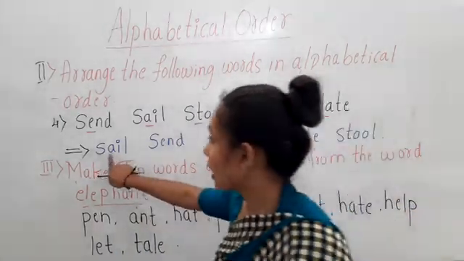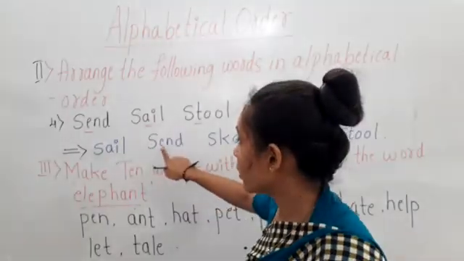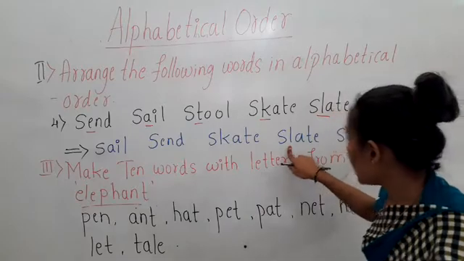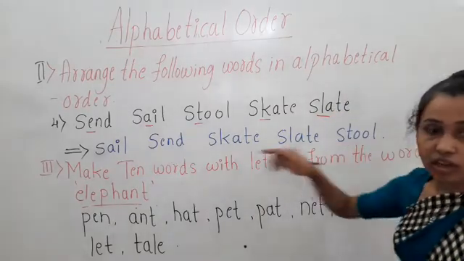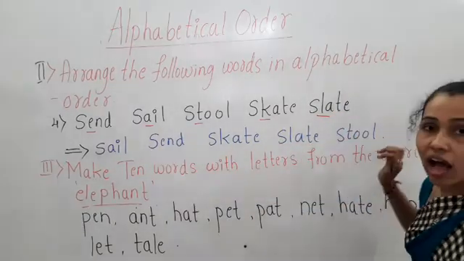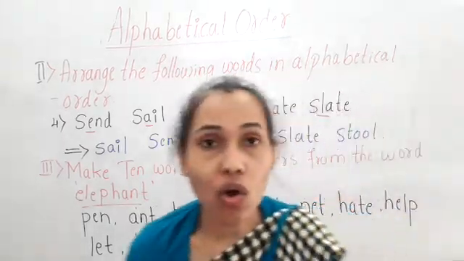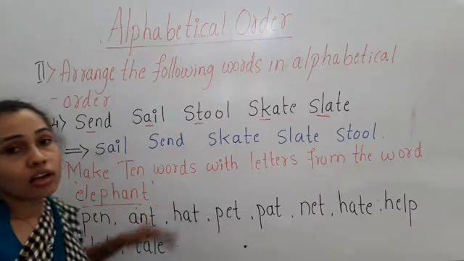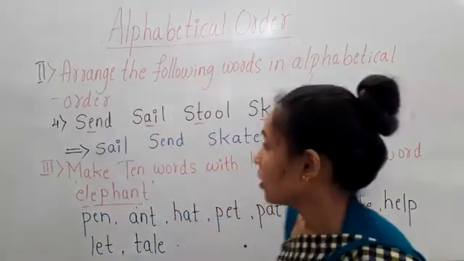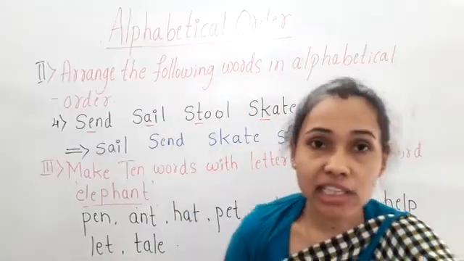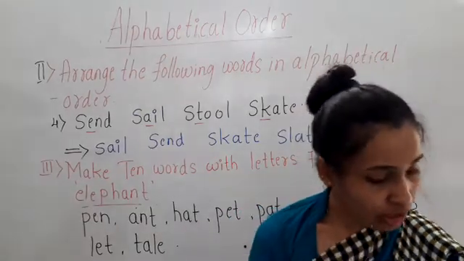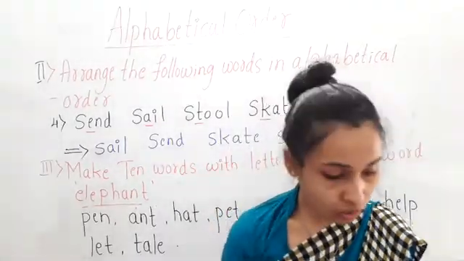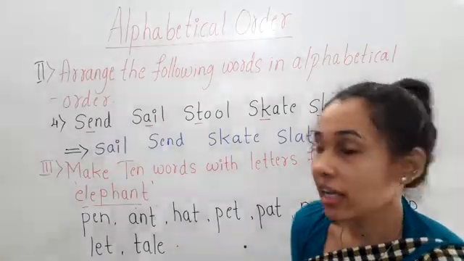Here A comes in the alphabet first. After A, E comes. After E, K comes. After K, L. After L, T. So we have arranged the words in alphabetical order according to the letter they begin with. Now look at the next question, children. You should also write in the textbook. You should also solve all these questions and answers in your textbook. Start writing in the textbook.